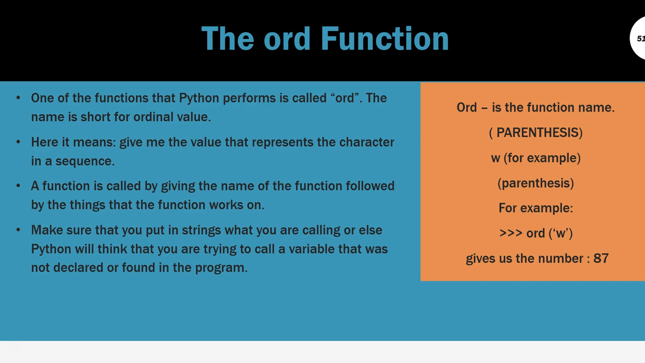Make sure that you put in a string when you're calling, or else Python will think that you're trying to call a variable that was not declared or found in the program. The ORD function is a beginning function to teach you about binary code in Python. For example, if you said ORD and then you put the letter W in quotations, that will give us the number 87.